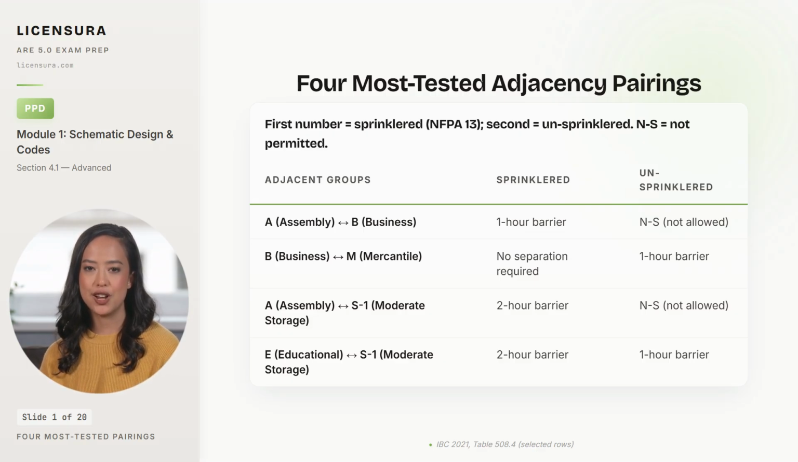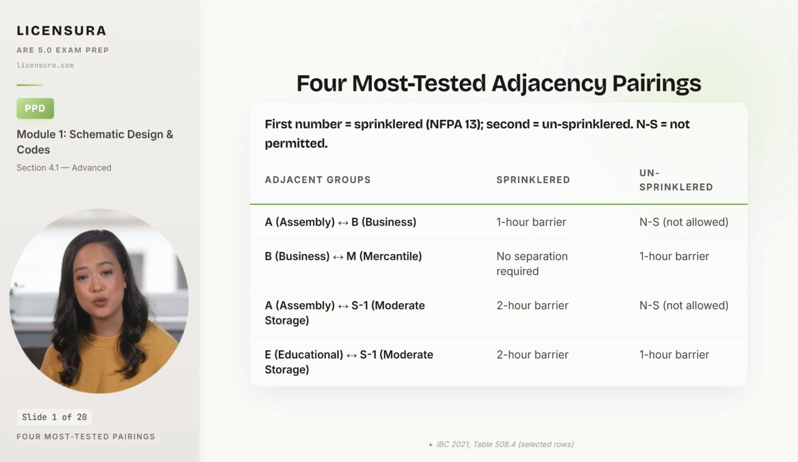Assembly to S1 storage demands a 2-hour rating sprinklered and is forbidden without sprinklers. And educational to S1 storage is the rare case where unsprinklered separation is still allowed, at 1 hour, because the sprinkler bonus drops it from 2 hours down to that. The pattern is consistent. Sprinklers buy you either a reduced rating or, more often, permission to build the combination at all. On a typical Assembly Plus storage program, separated occupancy without sprinklers is a non-starter, and the exam wants you to recognize that before you waste time pricing barrier construction.